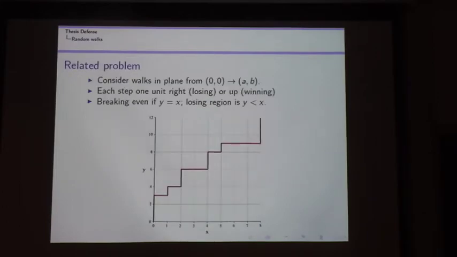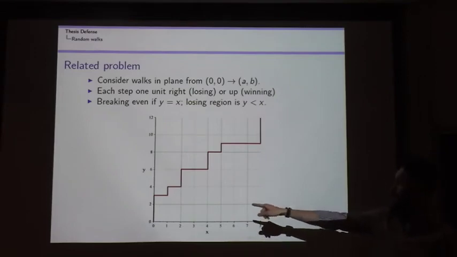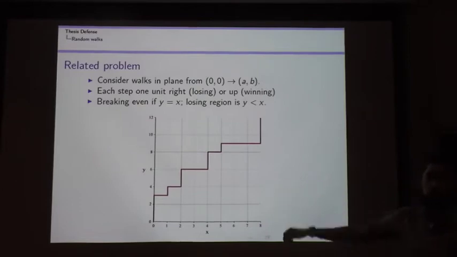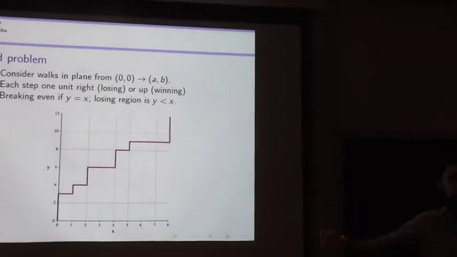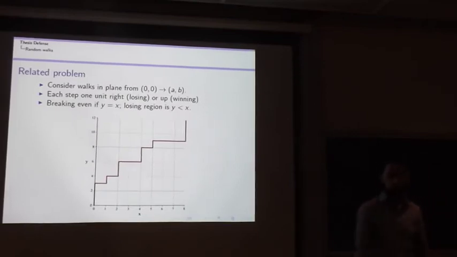And also, yeah, sometimes I'm going to switch back and forth. A related problem is, instead of looking at a walk that goes up and down, you look at a walk in 2 dimensions that goes either 1 unit to the right or 1 unit upwards. And in this case, breaking even would correspond to being at a point on the diagonal y equals x, and losing would be below y equals x. So you have this other way of looking at it.